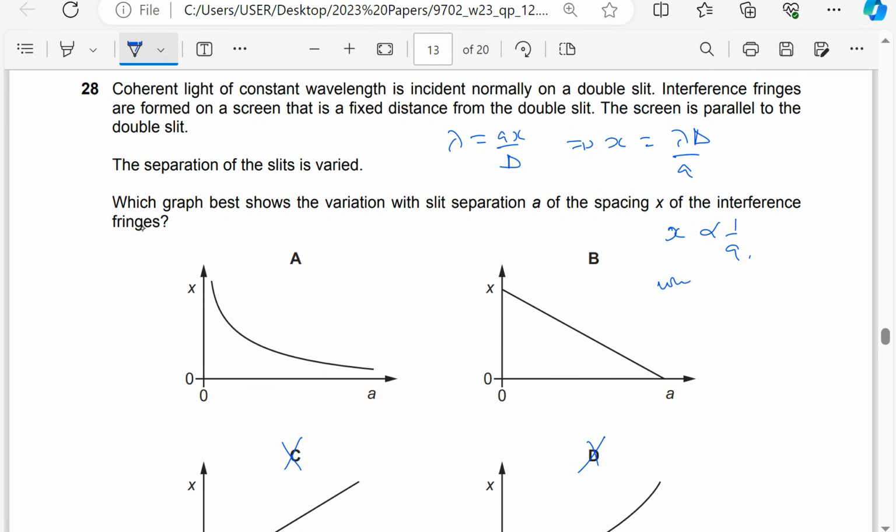If I check, if the slit separation tends to 0, it means x becomes large, it tends to infinity if we substitute in that equation. So it means the graph should not touch any of the axes. So this is wrong. This is going to be correct. You can also make a the subject, so a is inversely proportional to x. And when x tends to 0, still a tends to infinity. So the graph is asymptotic to the axis, doesn't touch the axis. So the answer is A.